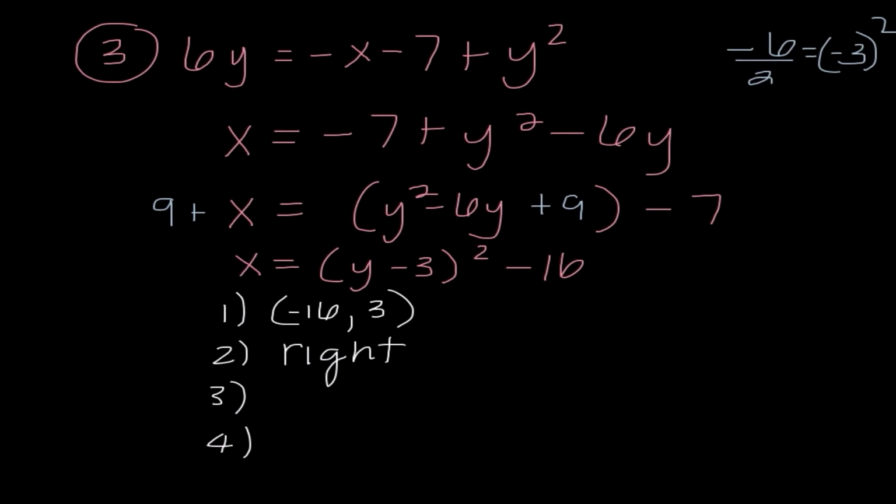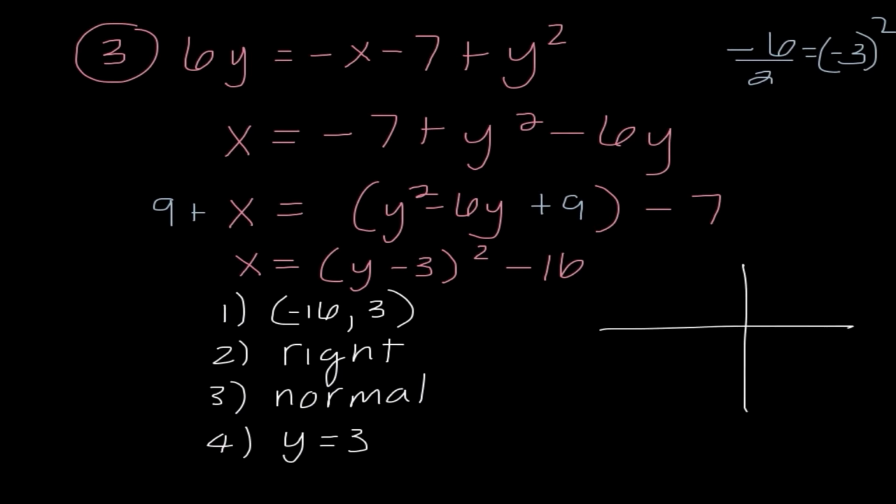A is equal to 1, so that is normal. And my line of symmetry is going to be y equals 3, because y is inside my parentheses, and since this is a sideways parabola, a horizontal line would be what's going through the middle of it. Now, even though I'm not going to be totally accurate on my graph here because I don't want to waste my time, let's pretend this is negative 16, 3.